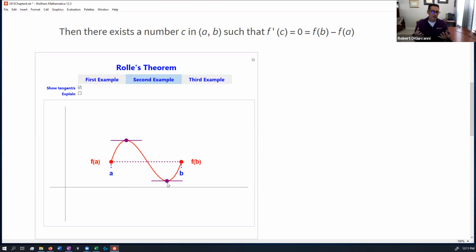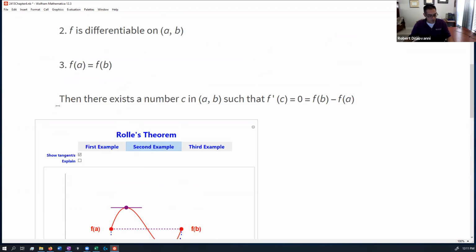So Rolle's theorem is telling us, as long as it's continuous, differentiable, and the two endpoints are at the same height, which creates a flat line between them, we should have at least one point on the graph where the slope of the tangent line will also be equal to that slope, which is 0.